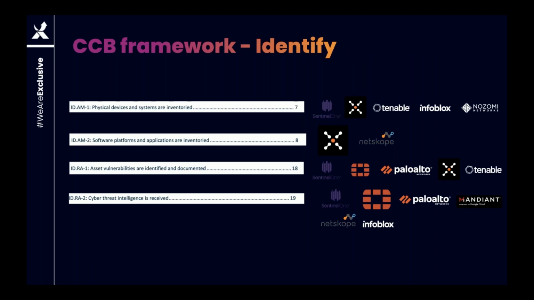So first of all, the CCP framework, identify. We did this mapping for identify. This can be asset inventory for your on-prem devices, but also for software, all your SaaS solutions you're using. Asset vulnerabilities is also very popular.